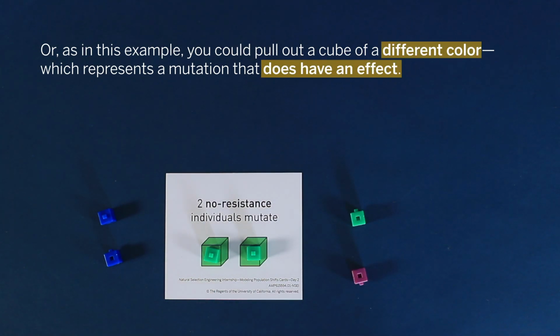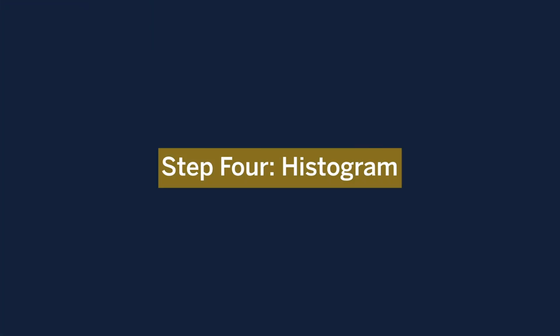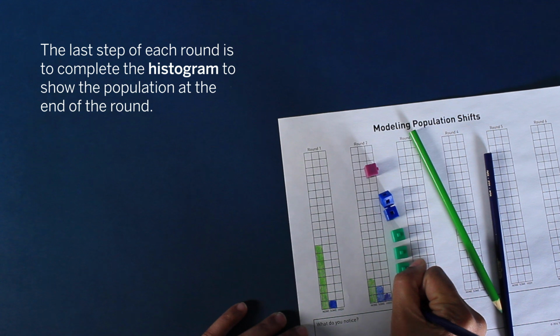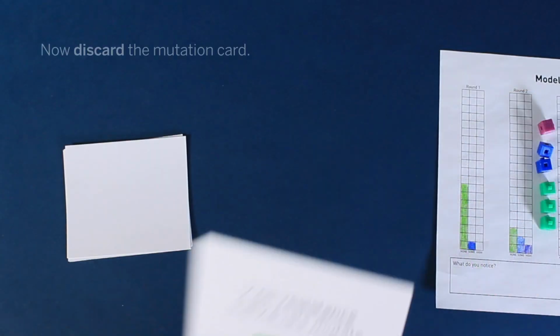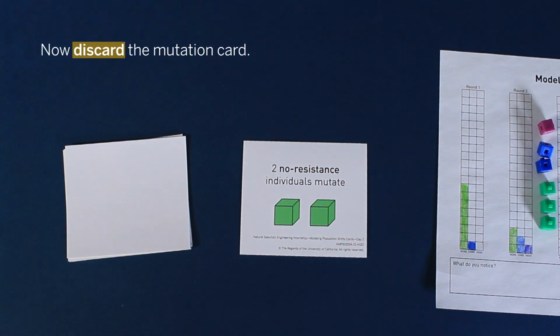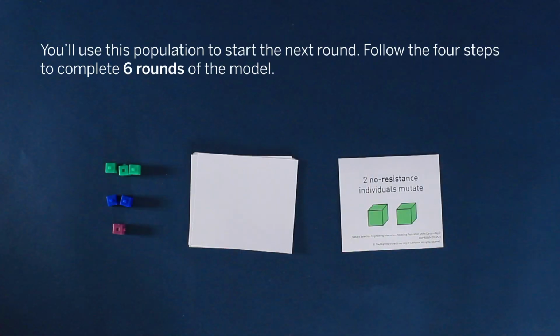Step 4. Histogram. The last step of each round is to complete the histogram to show the population at the end of the round. Now, discard the mutation card. You'll use this population to start the next round.